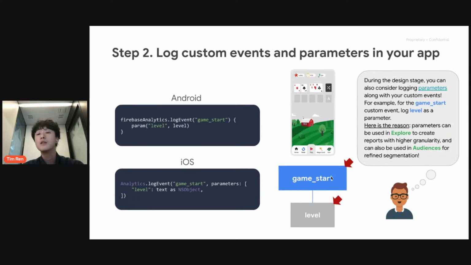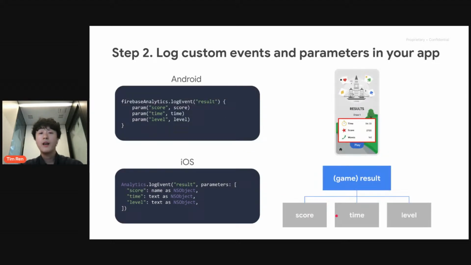So let's say for game start, you have a game start event and you say, okay, this user starts at level 20, for example, and you get all that information. Similarly for results, you can log that this is the person who finished, with a timestamp for the time he finished and got the result. And underneath it, you can log each of those extra parameters, as we call them. You can log the score, the time, the level, the moves, and you can attach them as parameters to this main event.